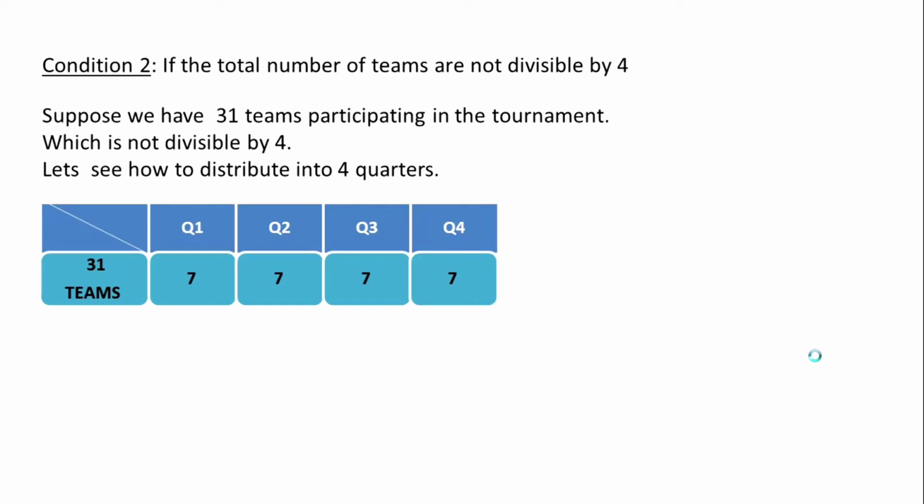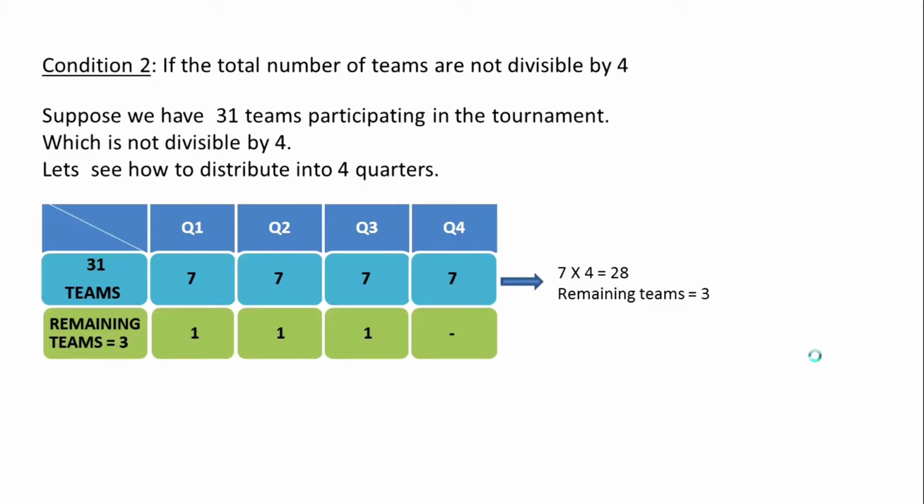If there are 32 teams, then each quarter would be distributed with 8 teams. Now only 7 teams are distributed in each quarter, so 7 fours are 28 and the remaining teams are 3. These 3 teams should be distributed in 4 quarters. Only 3 teams are left, so only 3 quarters are given a team each, and this division has one format. The first team should be given to the first quarter, the second team should be given to the third quarter and the third team should be given to the second quarter.